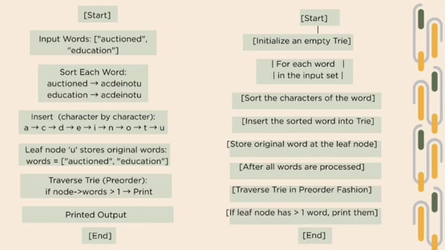Finally, we traverse the tree in pre-order. Whenever a leaf node has more than one word, we print them. This efficiently groups and displays all anagrams together.